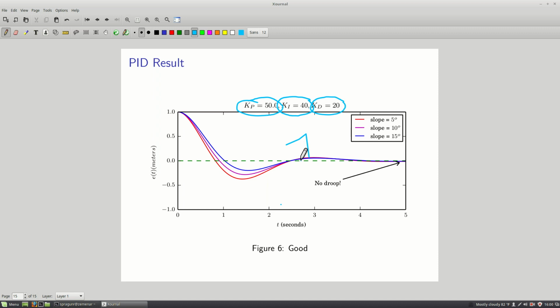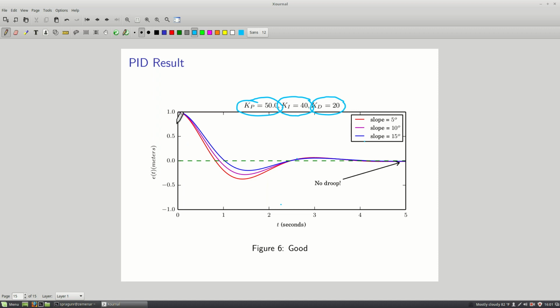What we're seeing in this figure is that all of these different curves use those same three gain terms. What's changing is the slope of the hill, the steepness of that hill. Here's a fairly gradual slope, only 5 degrees, and here's a fairly steep slope. The train is trying to go up a 15-degree incline. And the good news is that regardless of the slope, the locomotive is able to move to the goal location without droop. There's no gap between the position of the train after 5 seconds and the goal location.